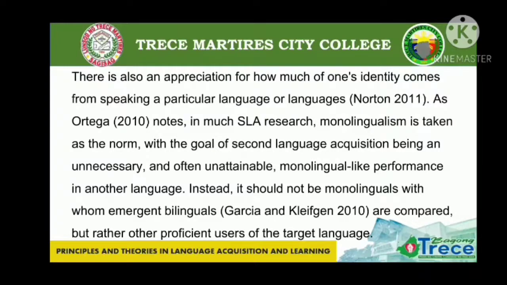Speaking a language defines someone's identity, according to Norton in 2011. According to Ortega, monolingualism is taken as the norm and second language acquisition is considered unnecessary, and it should not be monolinguals with whom emergent bilinguals should be compared, for Garcia and Kleifgen in 2010.